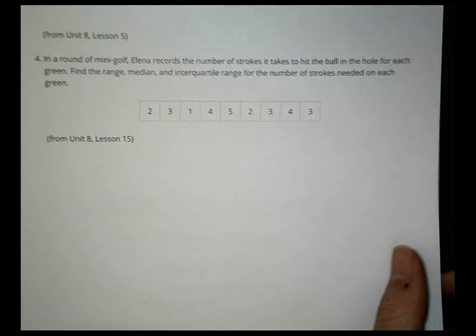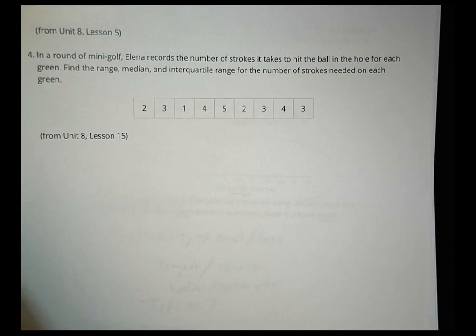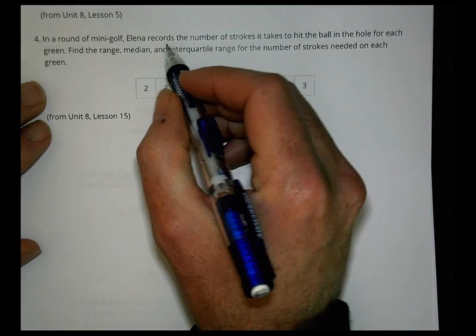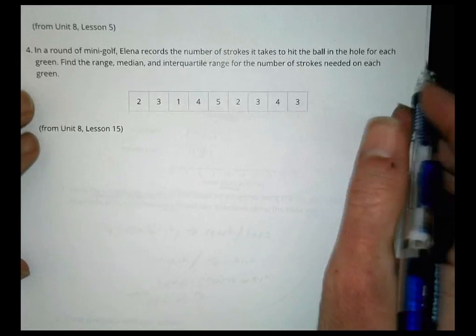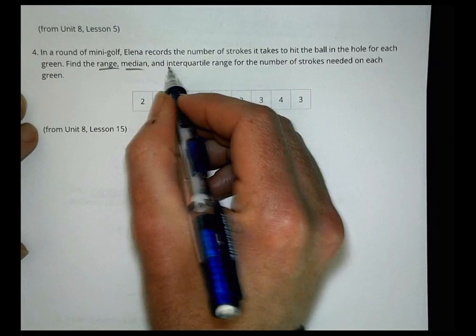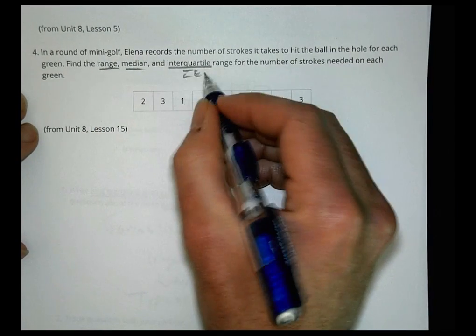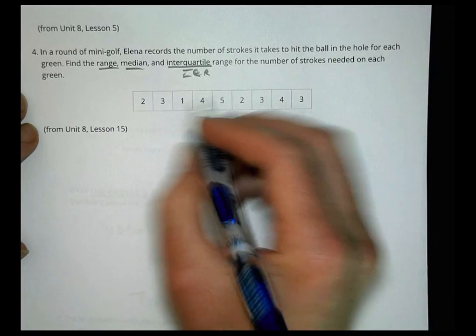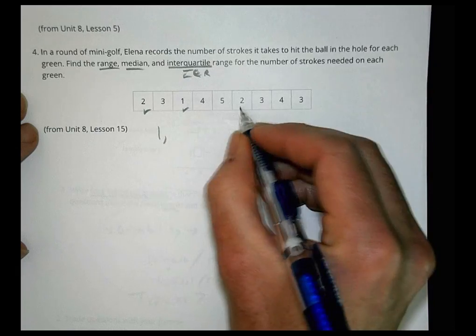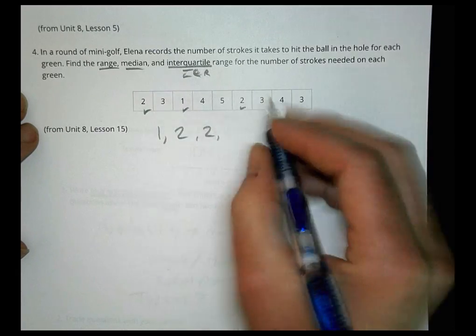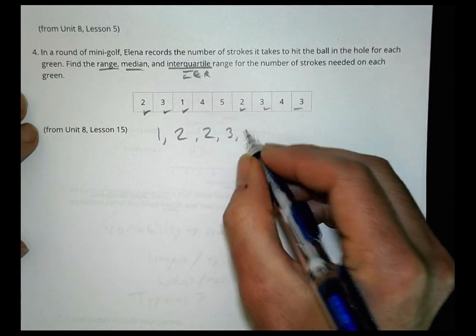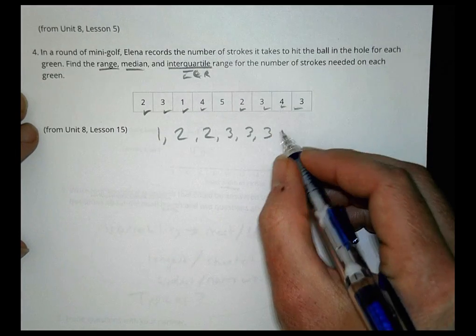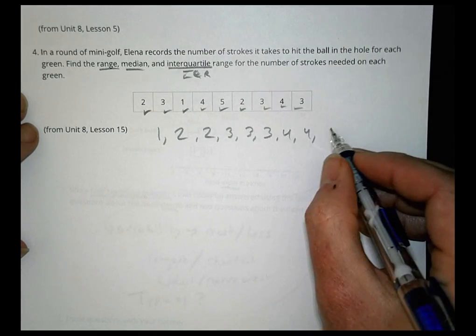Okay? And then finally, our very last one for the day and also for the year for me. It says in a round of mini golf, Helena records the number of strokes it takes to hit a ball in a hole. Find the range, median, and interquartile range, the IQR. All right, so these are not in order, so the first thing I want to do is put them in order. So let's do 1. We have 2 2s, so 2, 2. We have 3 3s, 2 4s, 4 and 4, and a 5.